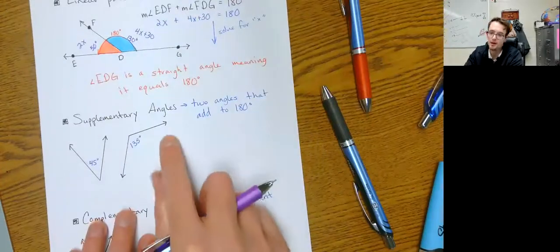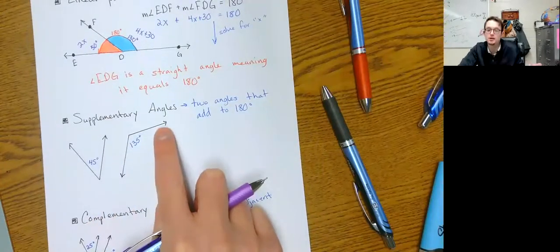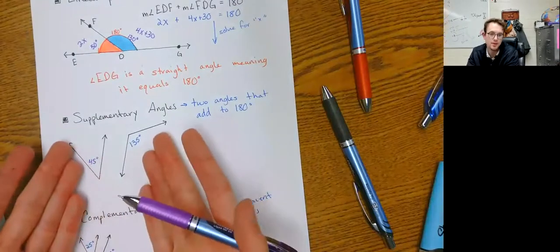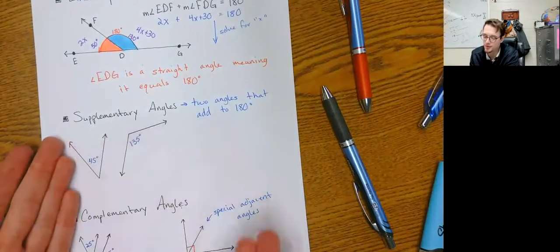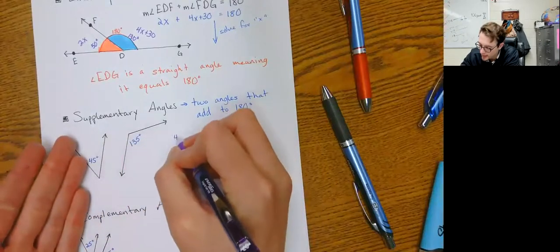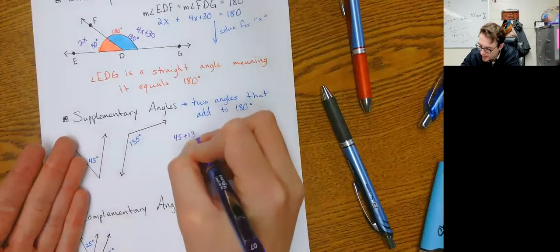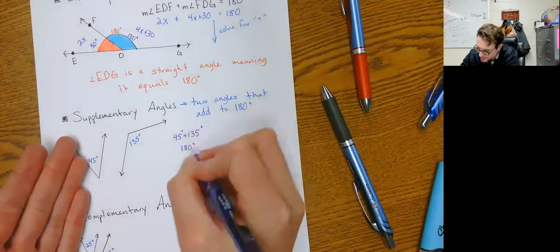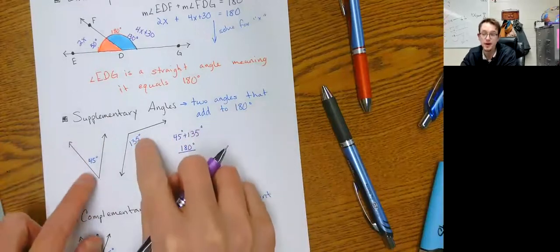But supplementary angles do not always have to be adjacent. Supplementary angles are just two angles that add to 180. Any two angles that add to 180. So I can have two angles that are totally separate of each other, but that's 45 degrees and that's 135. If I take 45 plus 135, I get 180 degrees. Therefore, these two angles are supplementary.